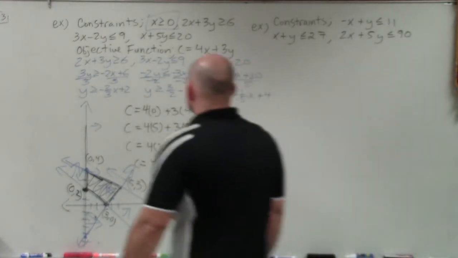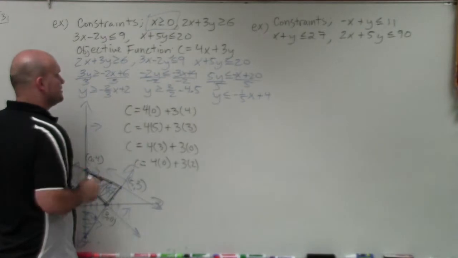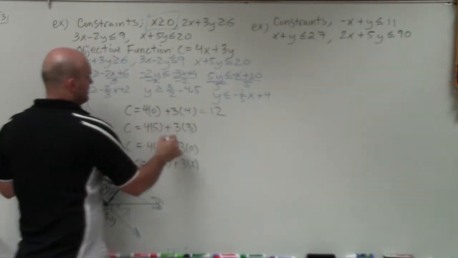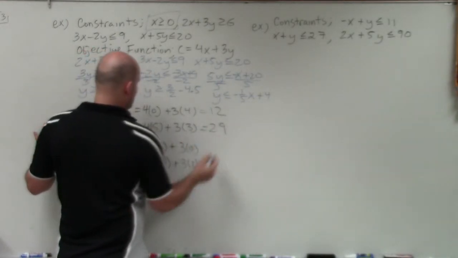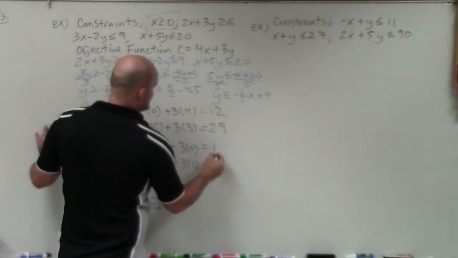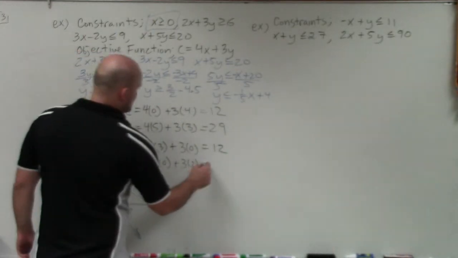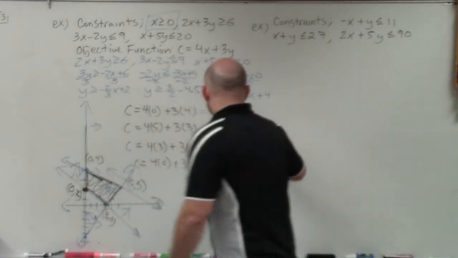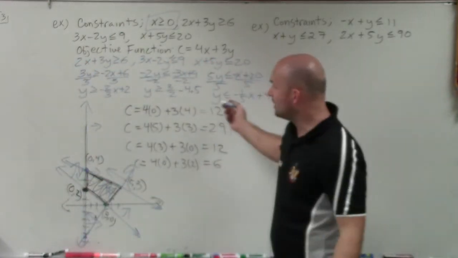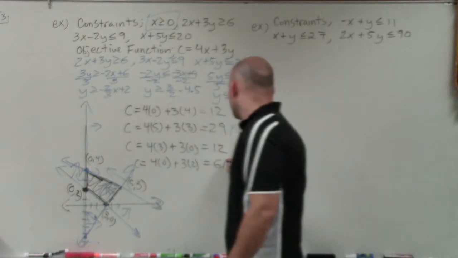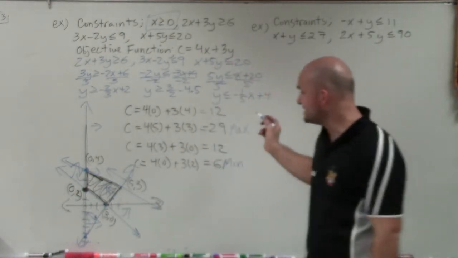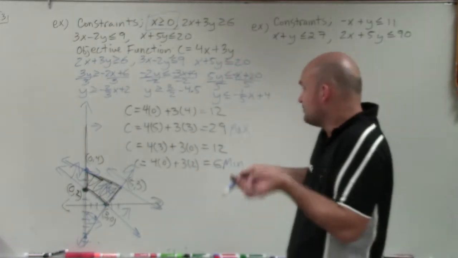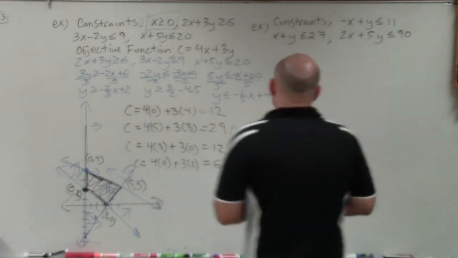In this case, 4 times 0 is 0, plus 3 times 4 is 12. Over here, we have 20 plus 9, which is 29. Here I have 12 plus 0, which is 12. And here I have 0 plus 6, which is just 6. So we can now determine that our maximum value is 29, at the coordinate point (5, 3), and our minimum value of this objective function is 6, at the coordinate point (0, 2). So we've identified the vertices that produce the minimum and the maximum of our objective function.